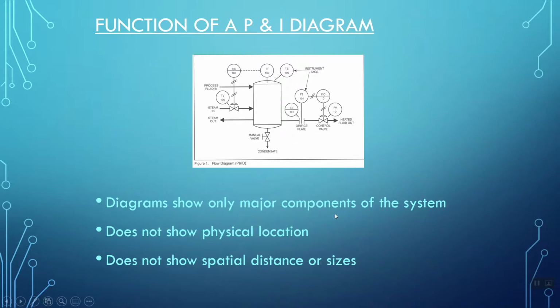It generally shows only the major components. It doesn't show you where it's at. So this may be located a half a mile from the tank itself, or it could be sitting right next to it. You don't know that by indicating it. Generally, when you get down to the labels, they can give you some indication of where they're located. And we can get into that at another time.